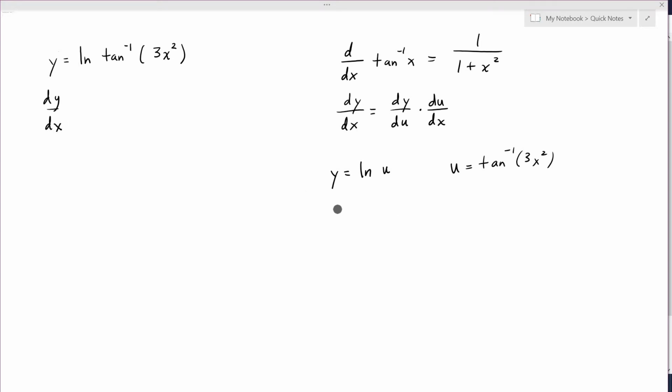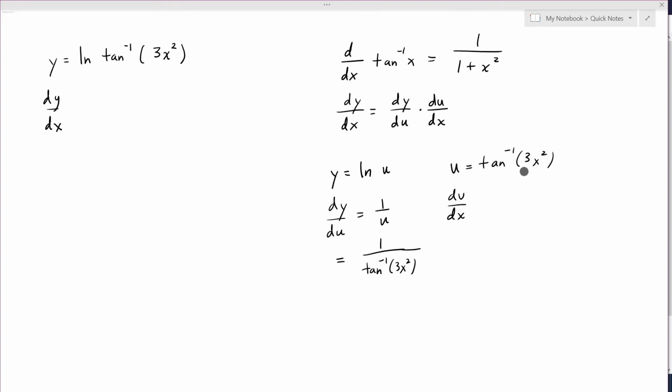Okay, so let's find the derivative of y with respect to u. Of course, that's just 1 over u. And then let's go ahead and replace the u. It's equal to arctangent of 3x squared. Okay, so that's the outer derivative. And then the inner derivative, we're just going to take the derivative of this with respect to x.